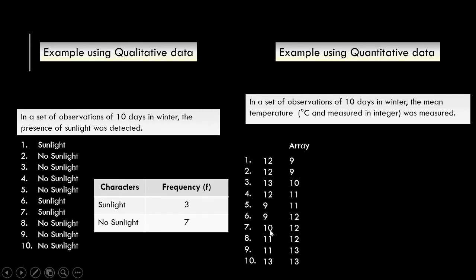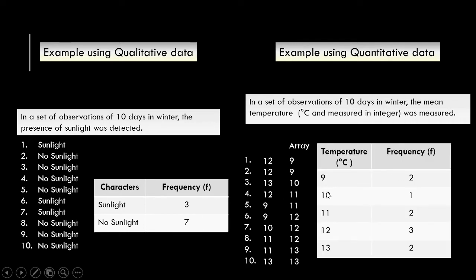When the frequency distribution of quantitative data is prepared, the values should be written in an order. Mostly ascending order is preferred. In this case, 9 degrees Celsius is the smallest value, which is written in the first cell, followed by 10, 11, 12 and 13, and their frequencies, their occurrences, can be written side by side.